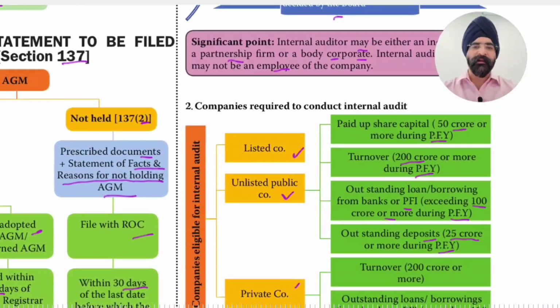So which companies are required to conduct internal audit? Listed companies, all listed companies are covered. Unlisted public companies falling in any one of these requirements: in respect of paid up share capital, 50 crores or more; turnover, 200 crores or more; outstanding loans and borrowing from banks or public financial institutions exceeding 100 crores; and outstanding deposits, 25 crores or more, all during the previous financial year. So 50 crores, 200 crores, 100 crores, 25 crores.